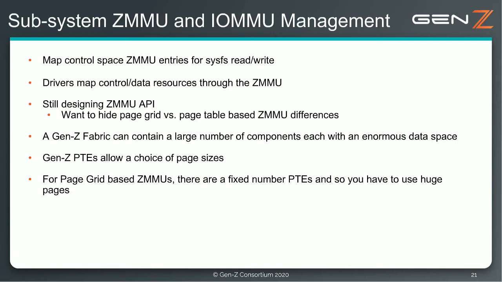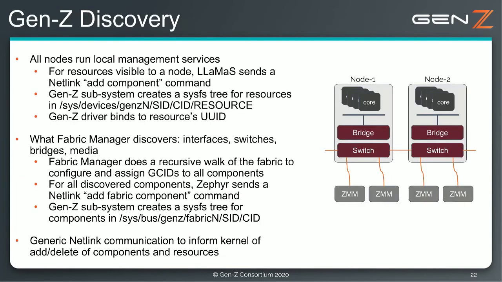And ZMMUs, of course, are there because Gen Z can have a huge number of address spaces, and each component gets its own, and so PTEs are there to allow access to that with huge page sizes, because you don't want to have mappings with small numbers of pages, because you would run out of resources, especially in the page grid-based scheme.